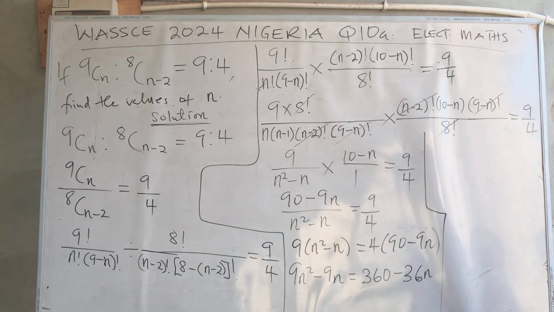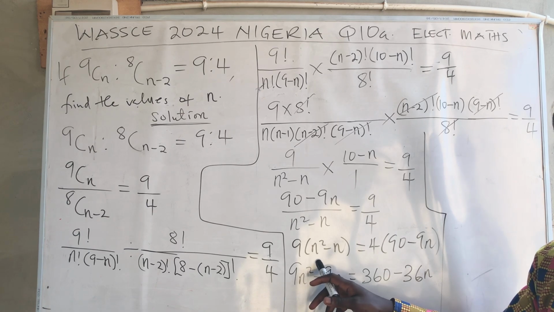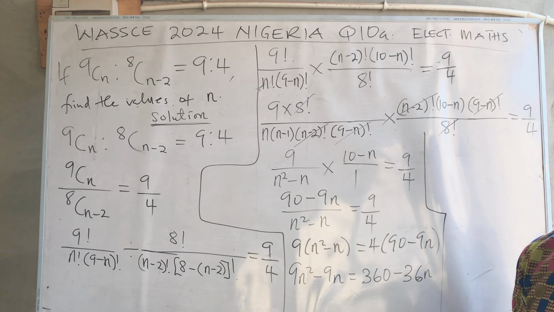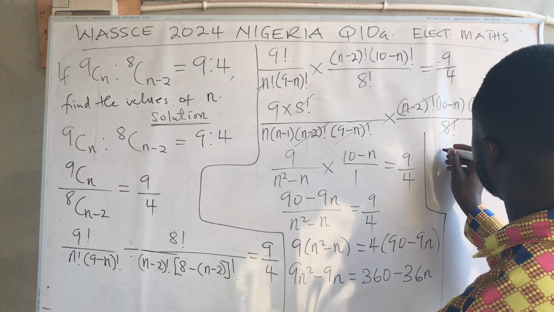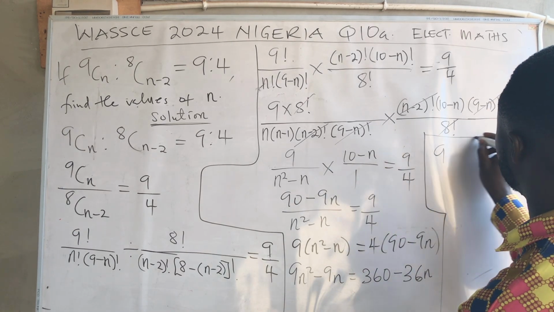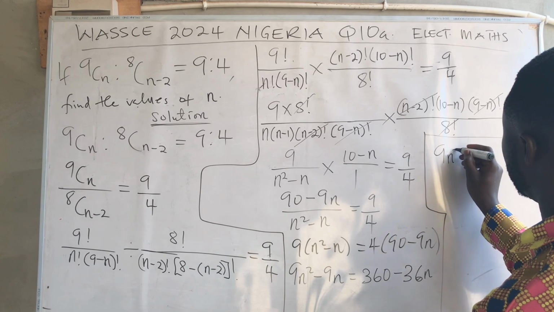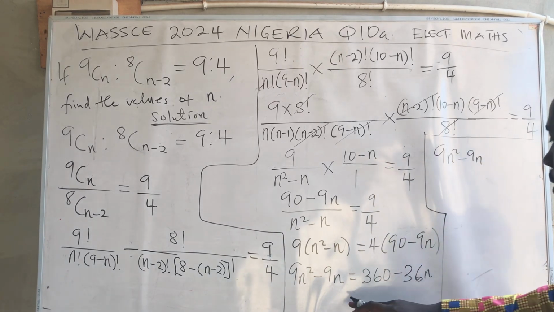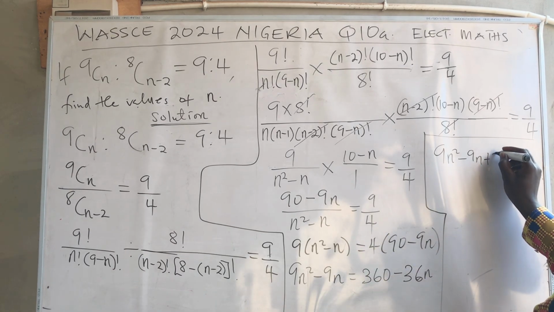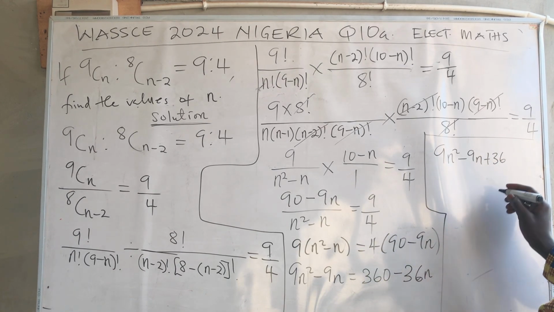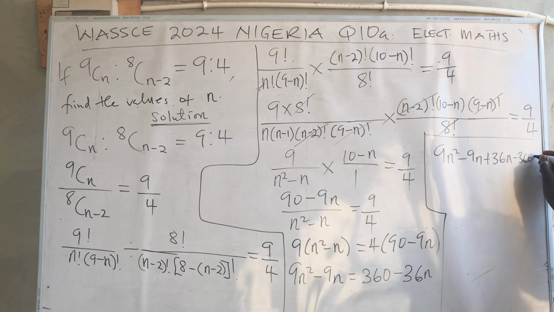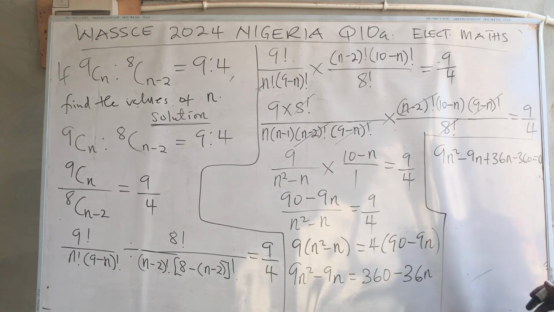Then what we can do is to what? We are getting quadratic because of the exponent of the 2 here to the n. So let's bring all at one side and equate it to 0, so that we have what? 9n square minus 9n plus 36n minus 360 equal to 0.